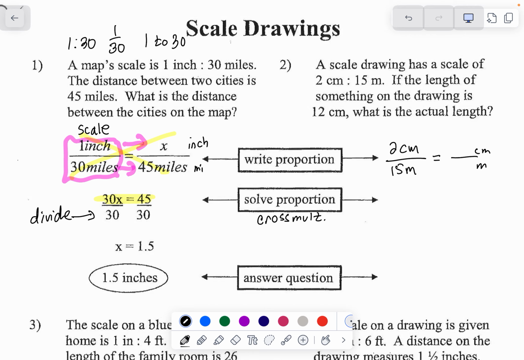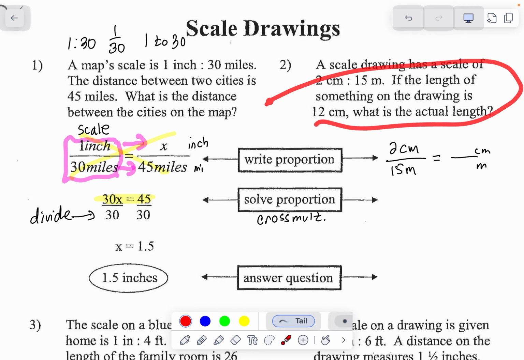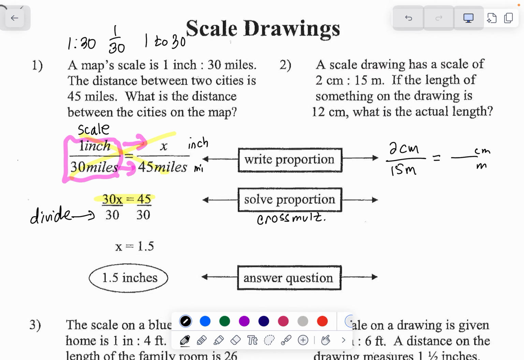Okay, now let's read this portion right here. It says, if the length of something on the drawing is 12 centimeters. So should the 12 go on top or should the 12 go on the bottom on that right side? Tommy. Top, right? Okay, it says centimeters. So let's put our 12 here. Okay, and so we don't know what the actual length is. That's in meters, so put your X there. So that's as easy as you got to do. However the proportion is set up on one side, make sure you're consistent on the other side, and then you're going to get these right.